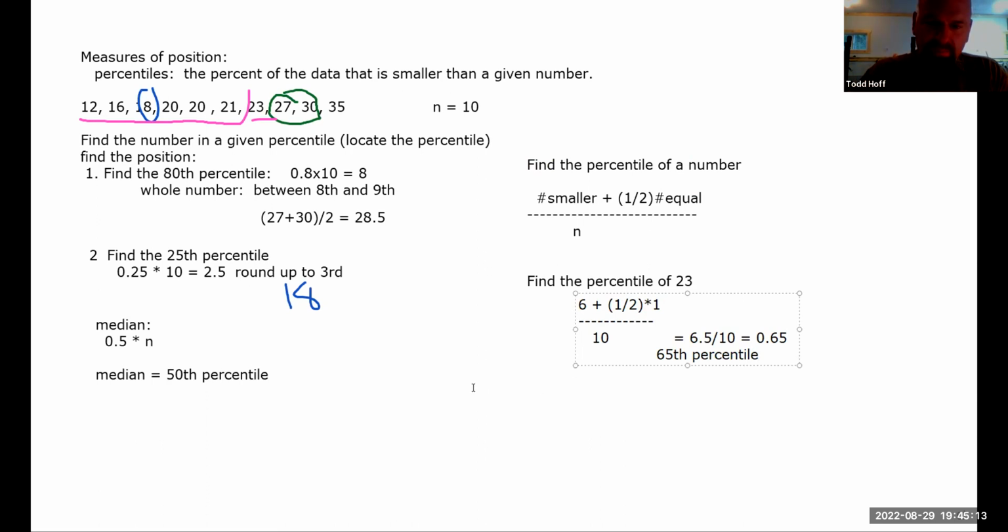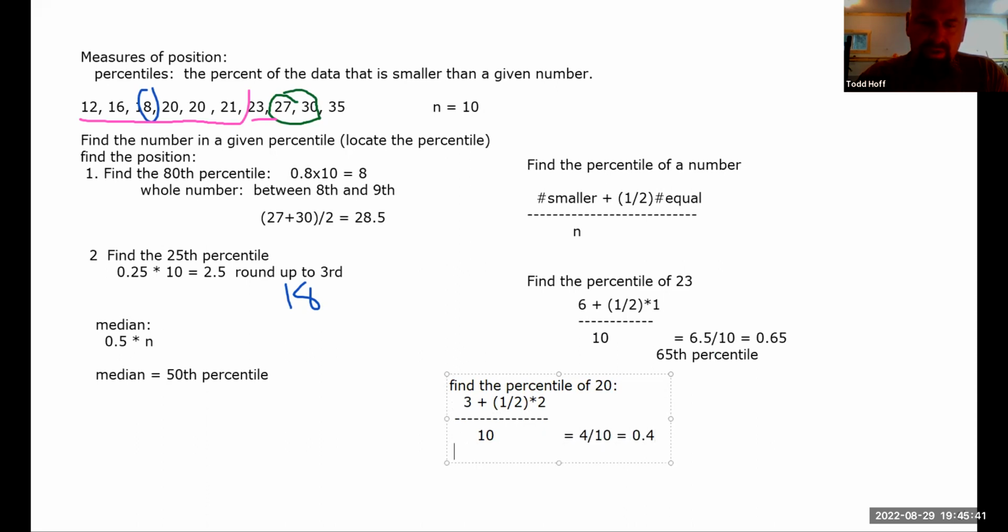If I want to find the percentile of 20, well, if I look up there, there's 3 that are smaller, plus 1/2 times, well, there are 2 that are equal, divided by 10. Well, 1/2 times 2 is 1, 3 plus 1 is 4, so 4 divided by 10 is 0.4. This is the 40th percentile.